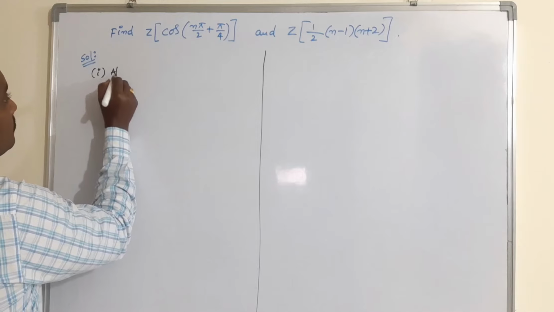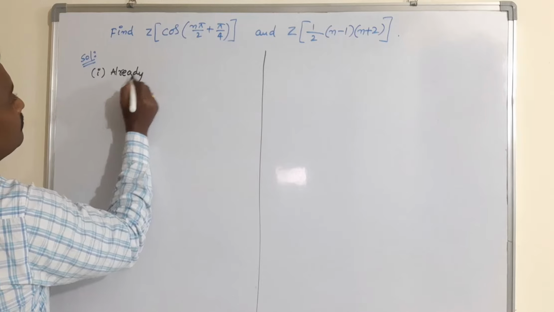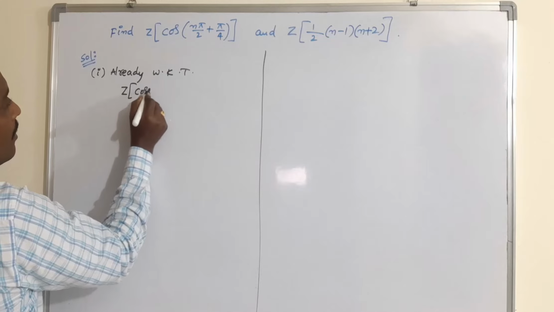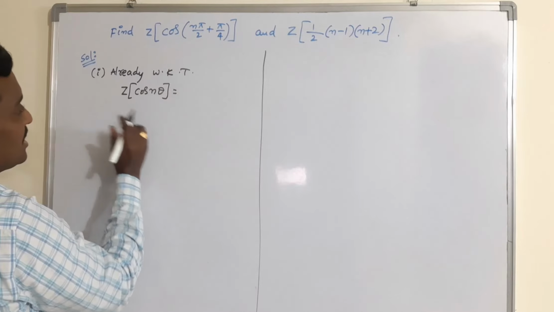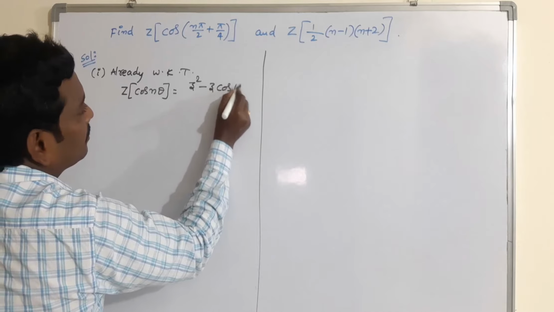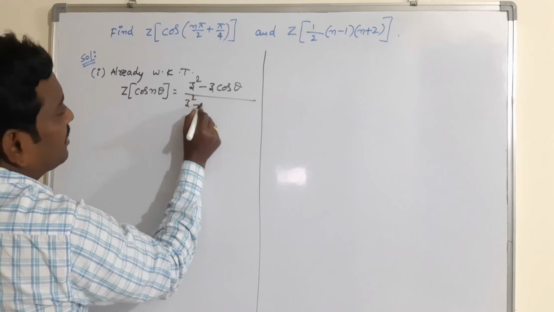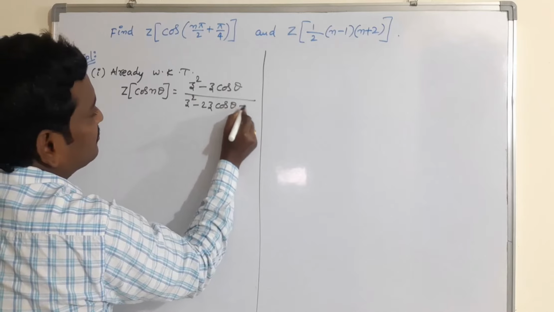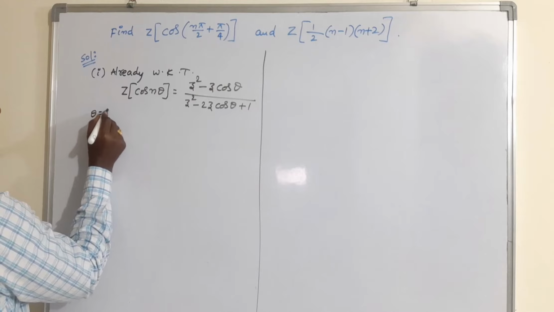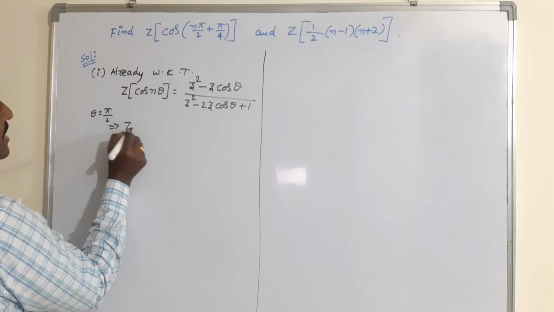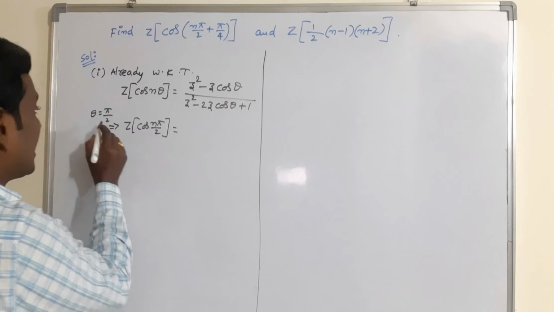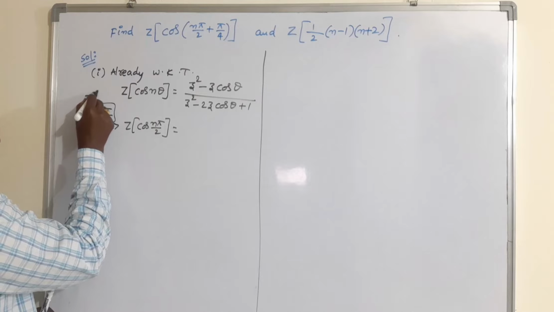Already we know that Z transformation of cos n theta. First write the formula of Z transform of cos n theta. You will get (Z square minus Z cos theta) by (Z square minus 2Z cos theta plus 1). Okay, from this replace theta is equal to pi by 2. So you will get Z transform of cos n pi by 2. So whenever we have theta, replace it by pi by 2.